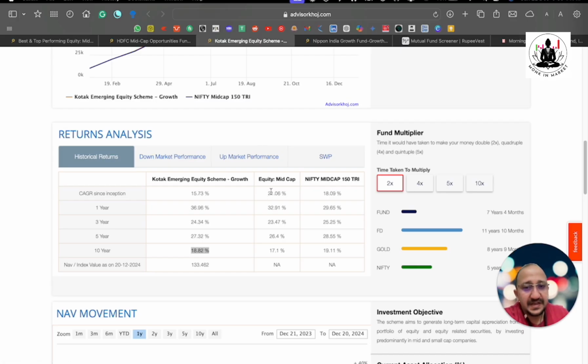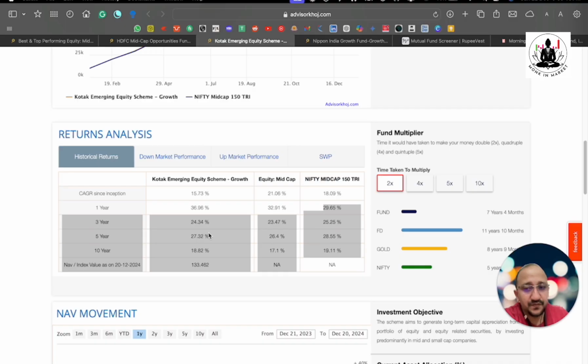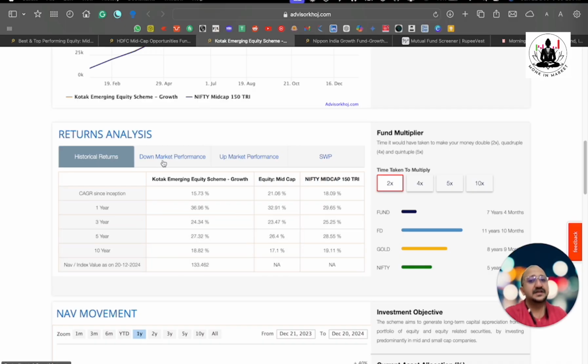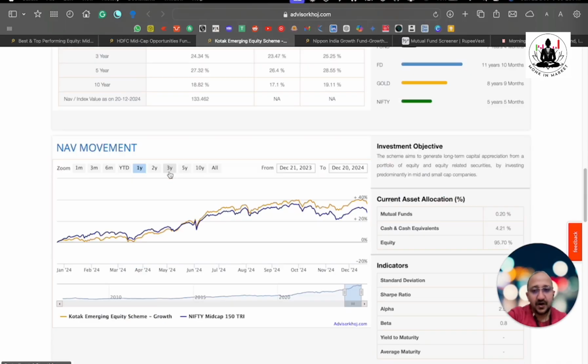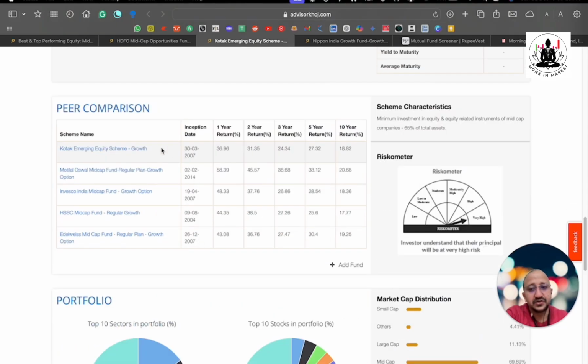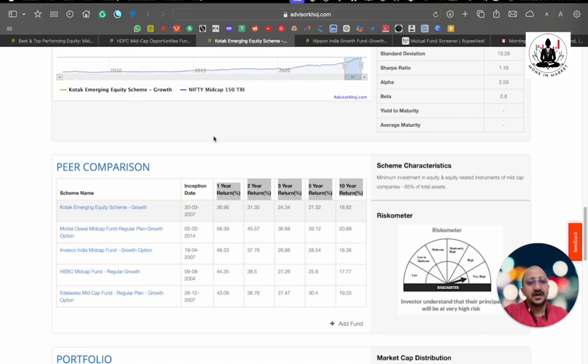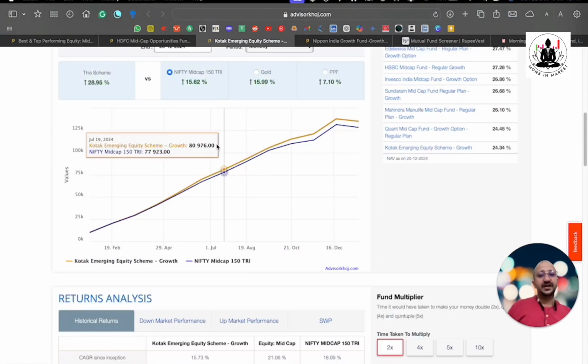Now, if we compare it with equity mid cap and Nifty mid cap, so these were the returns. So we should compare it with its peers as well, how the peers are performing. See, so these are the peers, guys. So this is Kotak, and these are other funds. So this is how we need to shortlist which fund is doing well. We need to see the historical data, at least 10 years. It is advisable.